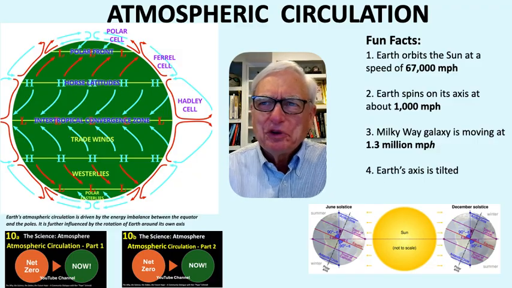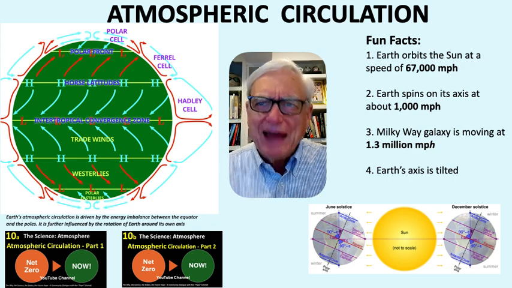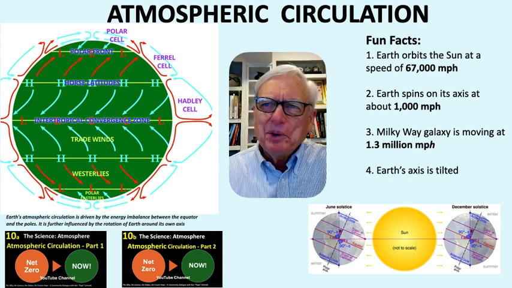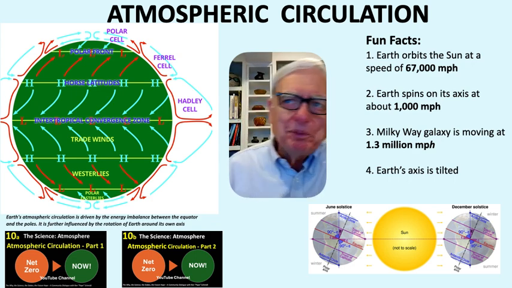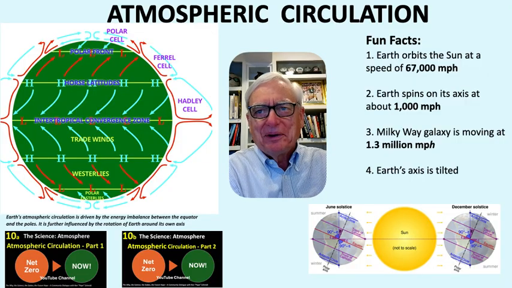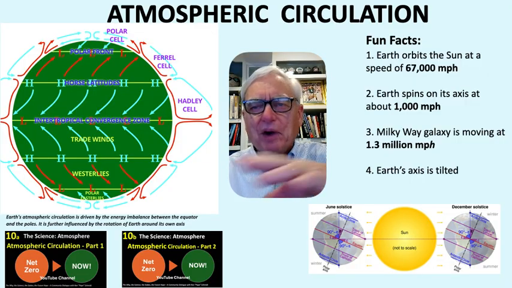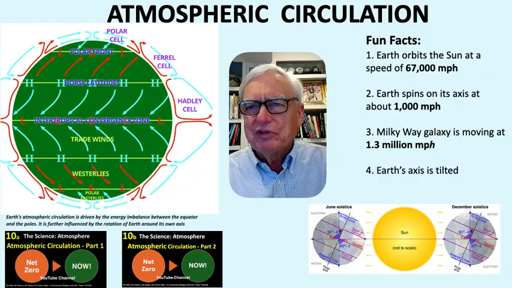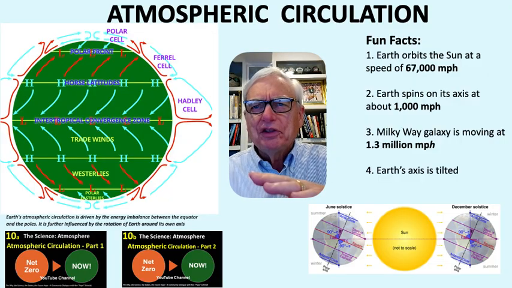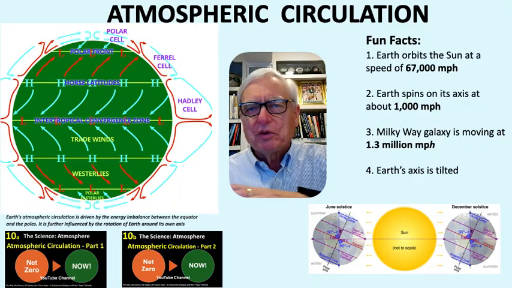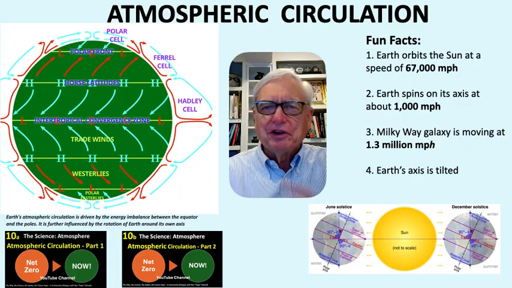At the same time, we're spinning around our axis at 1,000 miles an hour, and we're in the Milky Way, which is moving at 1.3 million miles an hour, okay? And then the other thing that influences our temperature, there are many more other than these, but some of the really important ones here, is that the Earth is tilted, and therefore that's what causes our seasons, because we have longer periods of sunshine at different times of the year.